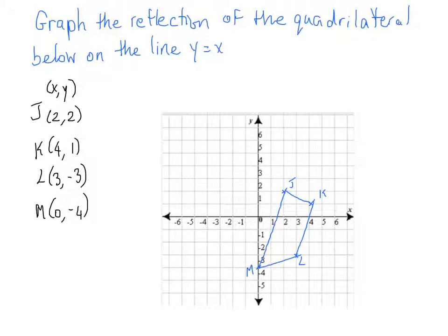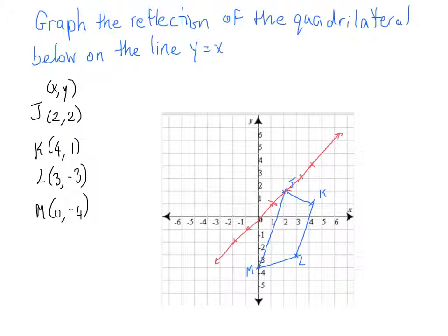Okay, so in this question, we're being asked to graph the reflection of the quadrilateral below on the line y equals x. So hopefully we remember what the line y equals x is. So let's get that in our graph. The line y equals x is coordinates 1, 1, 2, 2, 3, 3, because of course y is equal to x. And it's just a straight line going down along that path. So I'm doing my best here to get this on the line. Awesome. Okay, so that's what the line y equals x looks like.